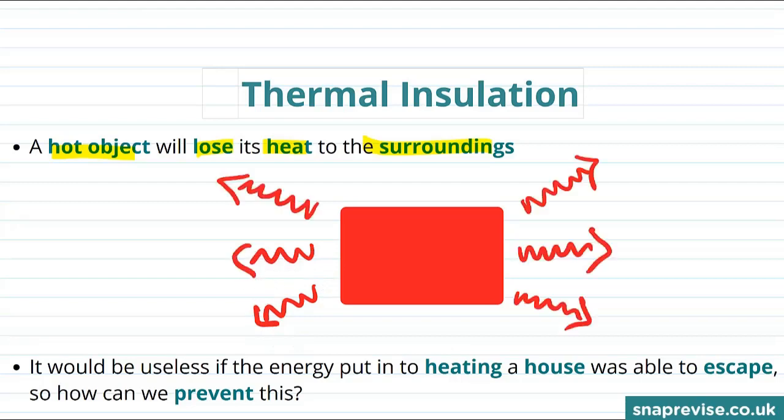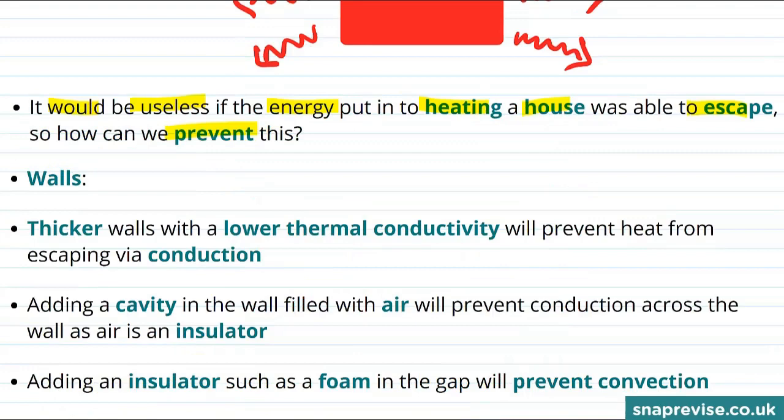down. Now, especially in the winter, we do things to our house to try and keep it warm. And it would be really useless if the energy we put into heating the house was able to escape. So how can we prevent this? Now, the first thing that we might think about would be the walls of the house, seeing as the walls separate the hot inside of the house to the colder outside.